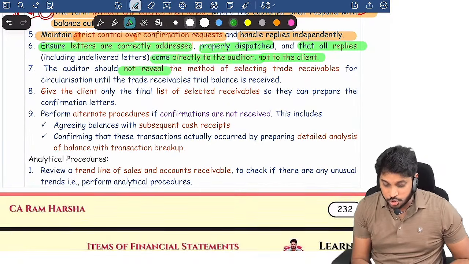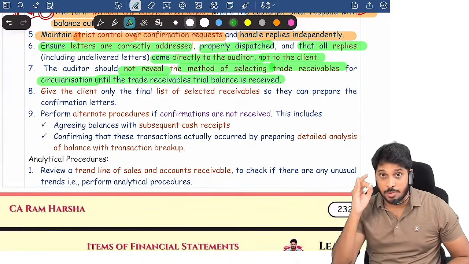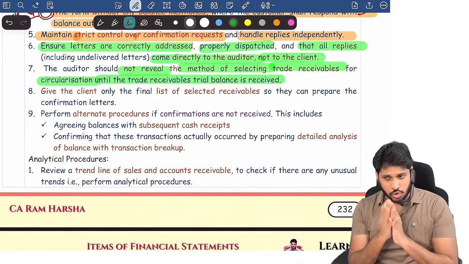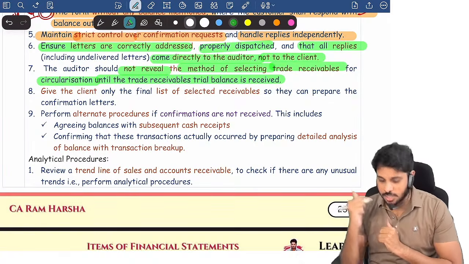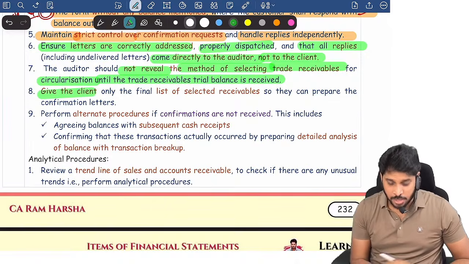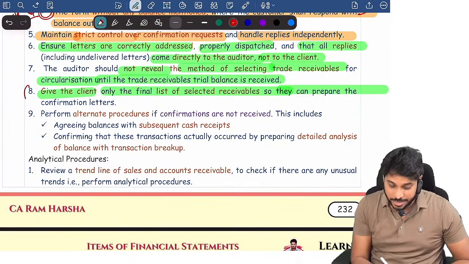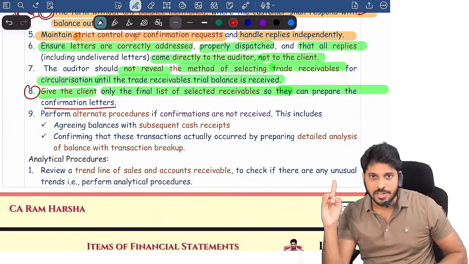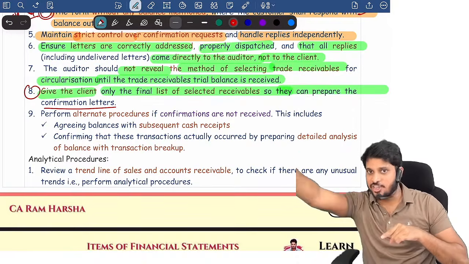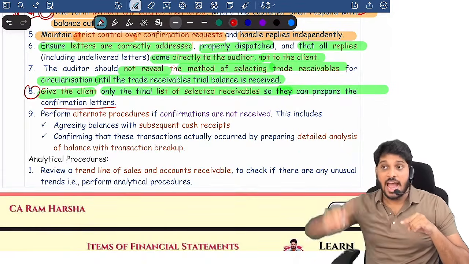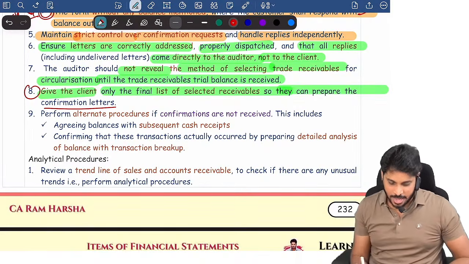And the auditor should not reveal the method of selecting trade receivables for circulation until the trade receivable trial balance is received. So don't tell the company how you are going to select the customers for external confirmation, and give the client only the final list of selected receivables so that they can prepare the confirmation letter. Look at this point here. The client will prepare the confirmation letter. We will send mail to the debtor through the client, guys. Through the client we will send the mail, and the third party has to reply to us directly. We will mention in the mail directly like that.